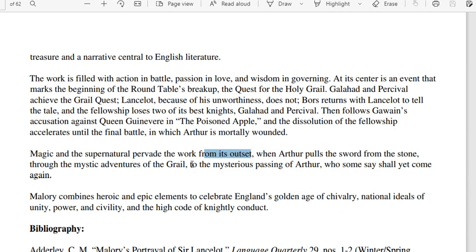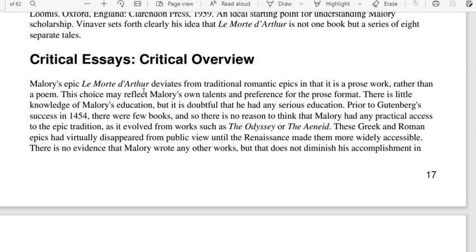Malory combines heroic and epic elements to celebrate England's golden age of chivalry, national ideals of unity, power, and civility, and the high code of knightly conduct. Critical overview. Malory's epic Le Morte d'Arthur deviates from traditional romantic epics in that it is a prose work rather than a poem. This choice may reflect Malory's own talents and preference for the prose format.